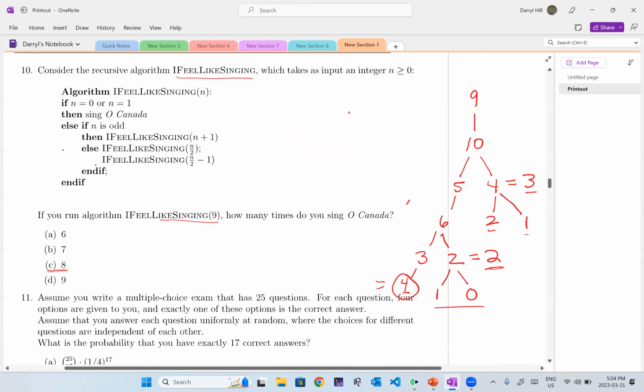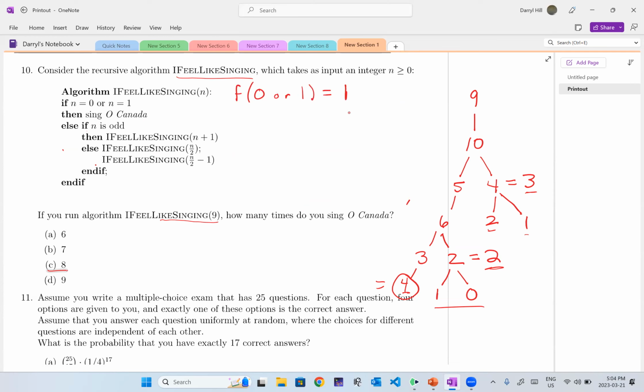Okay, so if I call F0 or F1, I single count once. If I call F2, well, what does that do? Then 2 is even, so I call F1, and then I call F0. Both of those I single count once, so F2 is equal to 2.